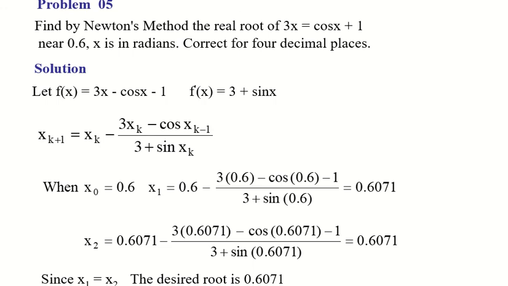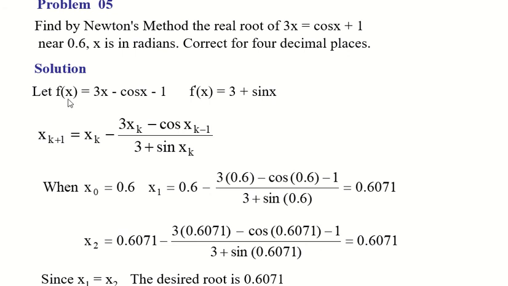Here you have one more simple problem. 3x is equal to cos x plus 1. Solve this by using Newton-Raphson method, correct to 4 decimal places. It's already given here: the solution is near 0.6 and x is in radians. So make sure you set your calculator to radian mode before you do the calculation.